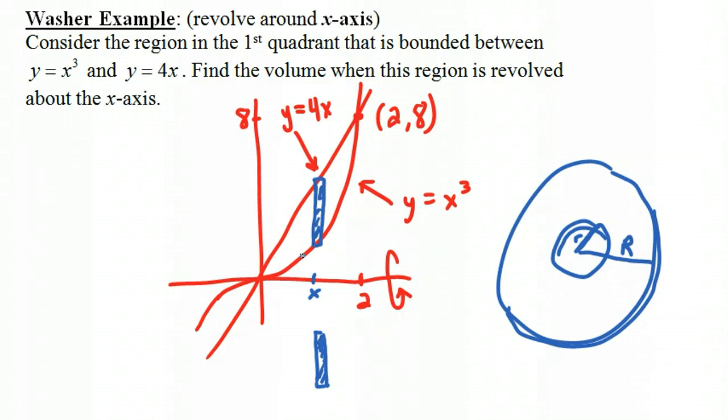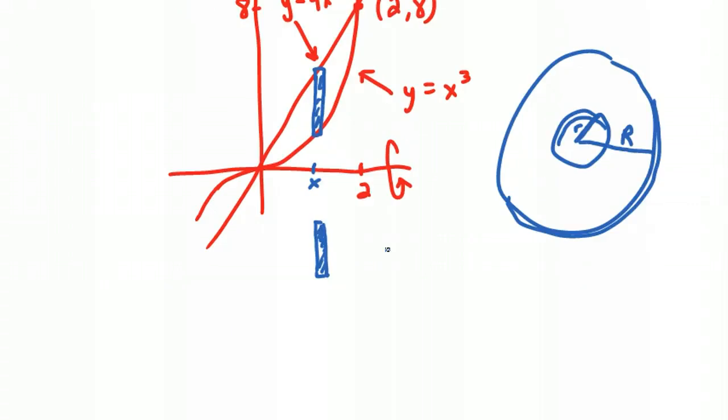Eventually we want to find the volume when this whole region is revolved about the x-axis, but let's just take a look at this one particular little rectangle. When it revolves around, it becomes a washer. Now, what is the volume of a washer? Well, you can think of a washer as just a big disc with a small disc removed from it, or a big cylinder with a small cylinder removed.